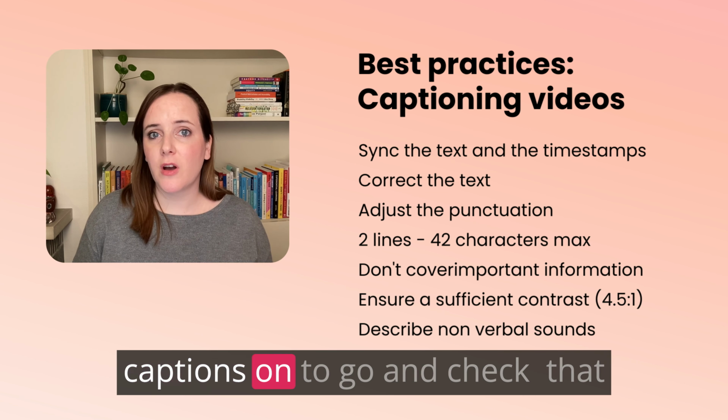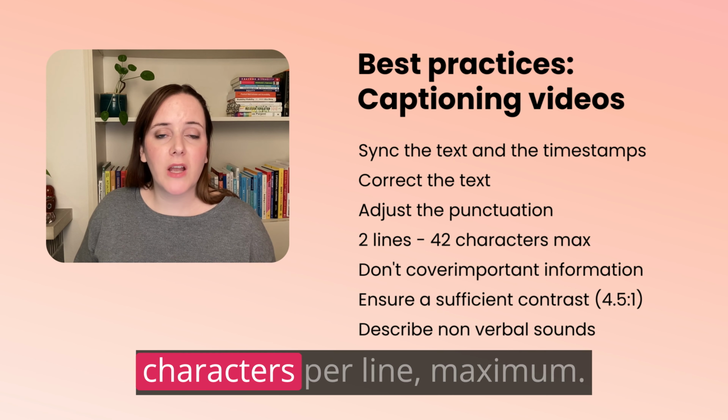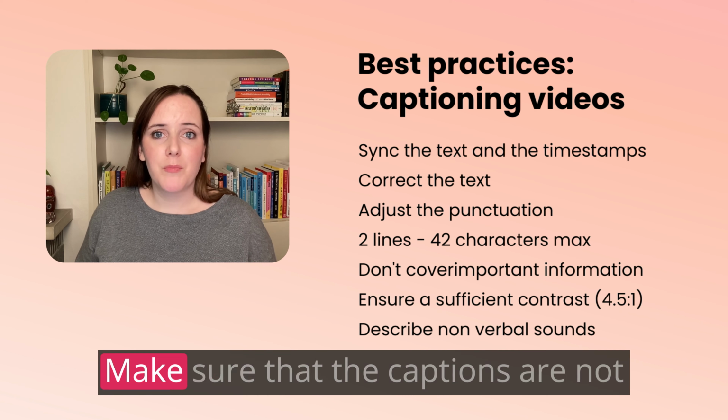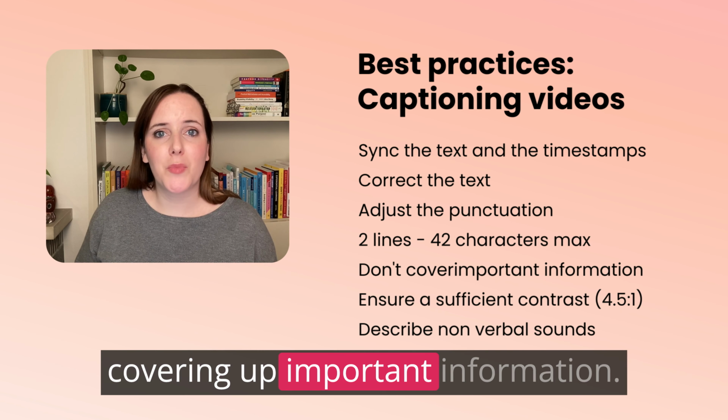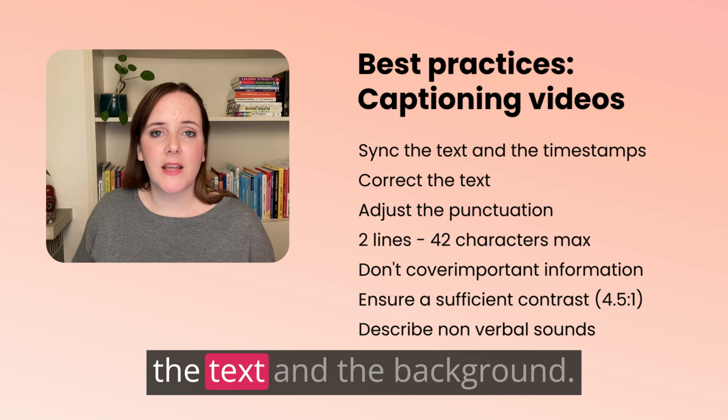When captioning videos, the best practice is that you should limit the text to 2 lines and 42 characters per line maximum. Make sure that the captions are not covering up important information. Make sure that there is enough contrast between the text and the background.